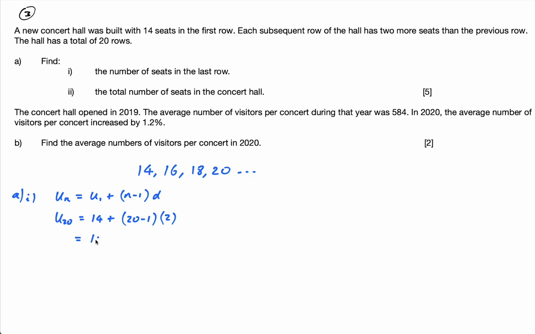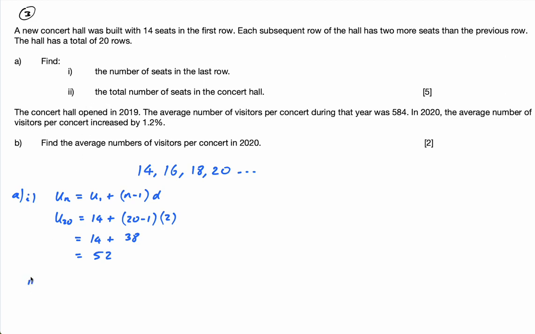So this is just 14 plus 19 times 2, which is 38. You can use your calculator, but it's even easier for me to do it in my head. So that's 52. So the number of seats in the last row is 52.